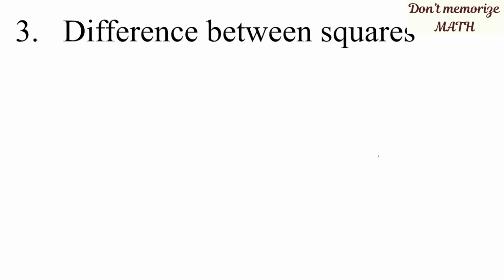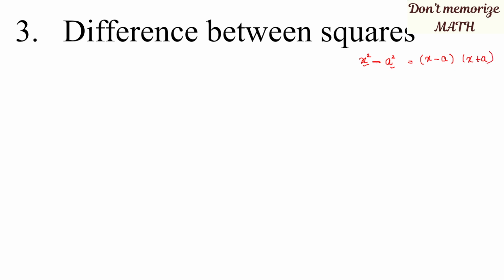So difference between squares, what do we mean by that? Difference means minus. Between squares, the left side and right side must be square numbers, like x square and a square. So x square minus a square, you can directly factorize, since both of them are squares. Just take x and a, only the numbers, don't take squares. The first factor will be x minus a, the second factor will be x plus a. This is difference between squares.